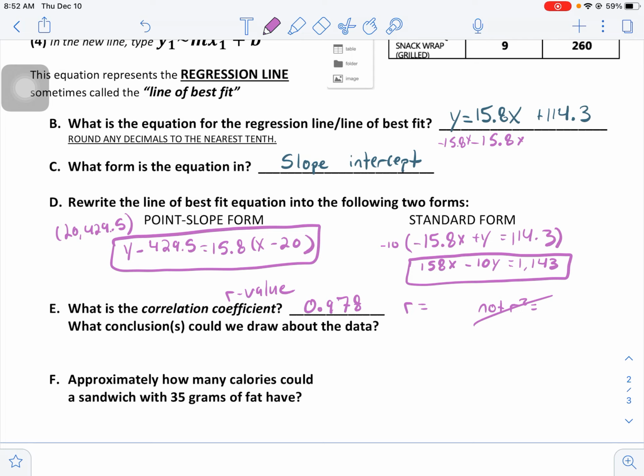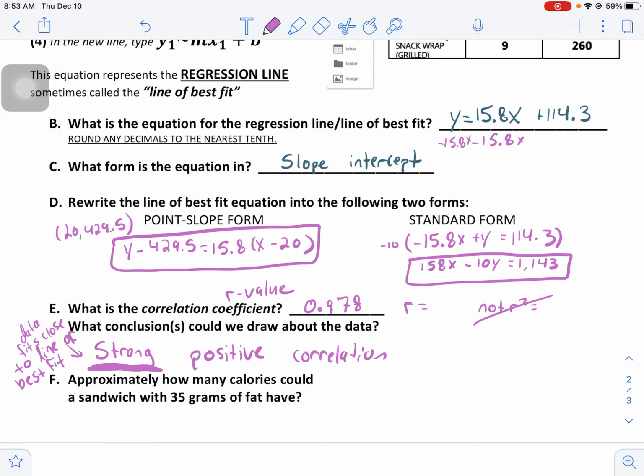What conclusions could we draw about this data? Because it's in the 0.9s, right? It's really close to 1. This is a strong positive correlation. And strong is just saying how close the data fits the line, right? So we can say the data fits close to the line. Right, so the data fits closely to the line of best fit.